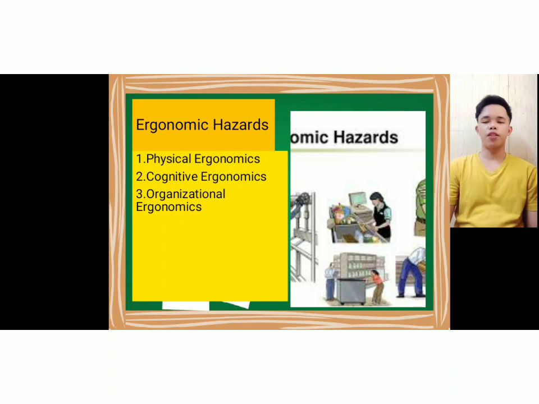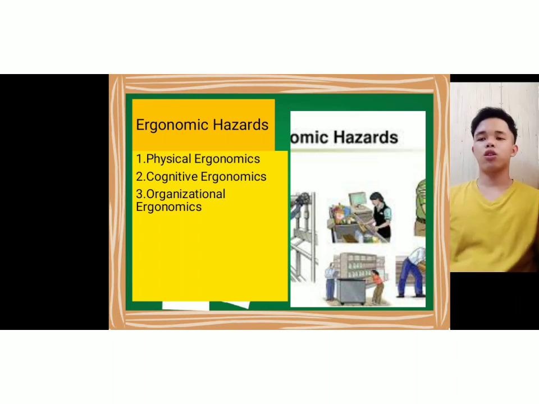Ergonomic hazards are physical conditions that pose a risk of injury to the musculoskeletal system. There are 3 ergonomic hazards. First is physical ergonomics, 2. Cognitive ergonomics, and 3. Organizational ergonomics. Ergonomic risk factors are workplace situations that cause wear and tear on the body and can cause injury. This includes repetition, awkward posture, forceful motion, stationary position, direct pressure, vibration, extreme temperature, noise, and work stress.